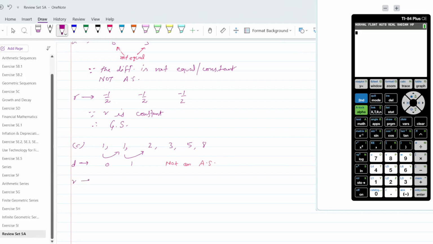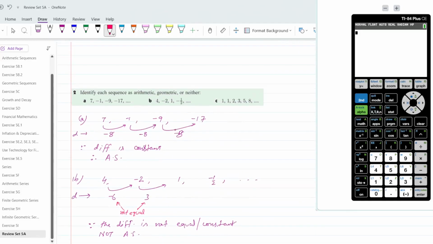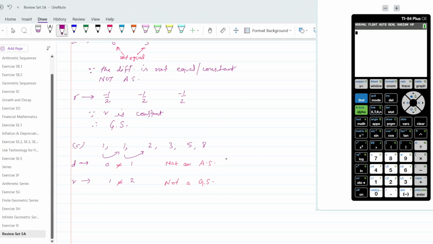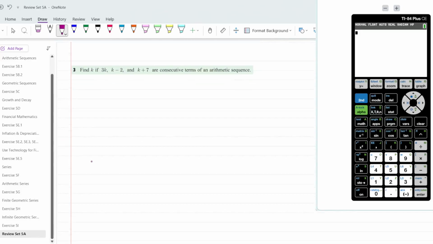Now we need to check for common ratio. So 1 divided by 1 is going to be 1. 2 divided by 1 is going to be 2. Now we can also say not a geometric sequence. Therefore, we can say it is neither. Let's go to the next problem.